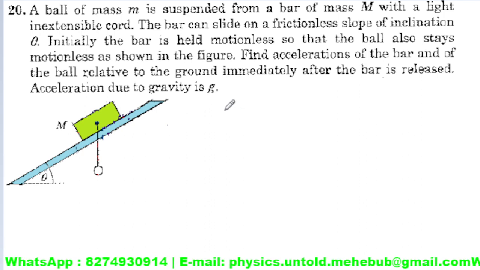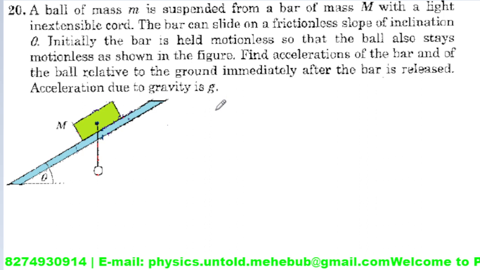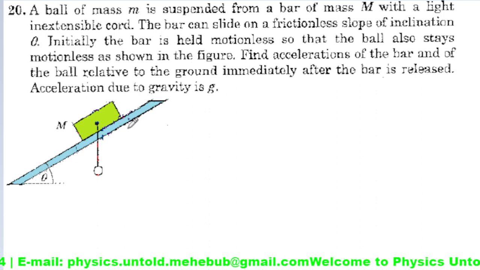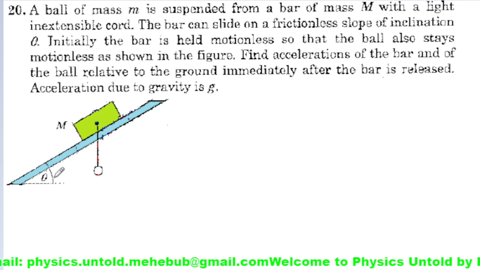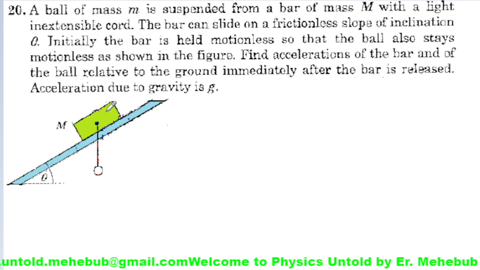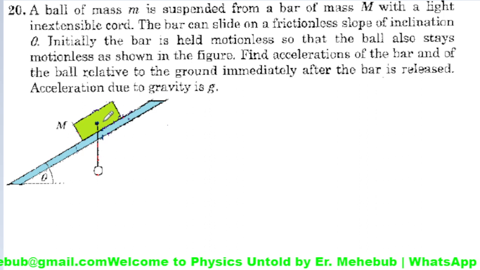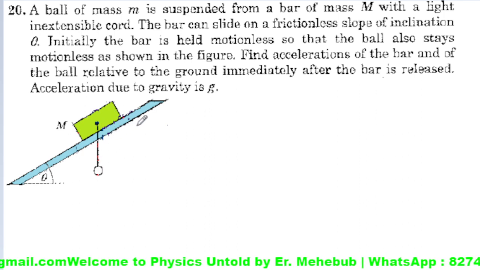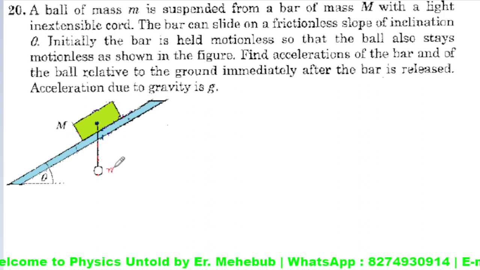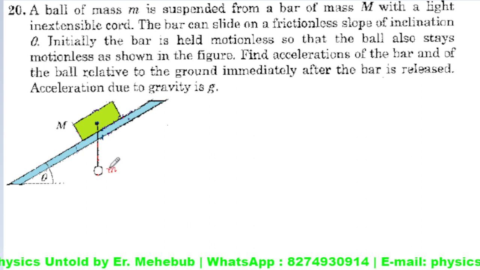Acceleration due to gravity is g. So first of all, let us describe this question. In this question, it is given that there is an inclined plane whose angle of inclination is equal to theta, and on this plane there is a mass capital M, and there is a string which is joining the mass capital M and small m via an inextensible cord.